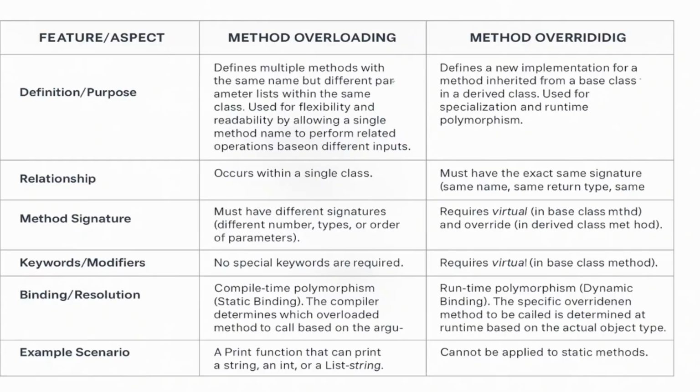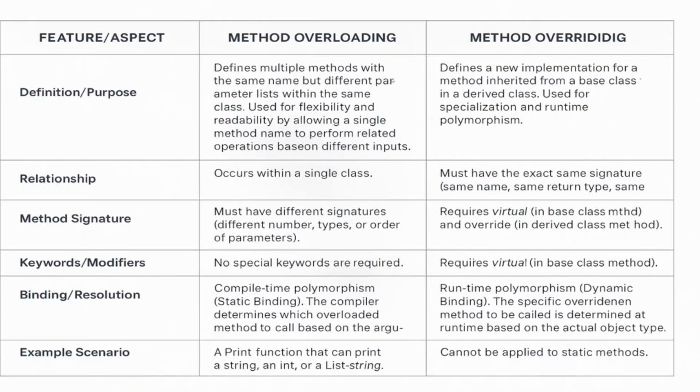Relationship: you do not need any relationship in order to do method overloading, but in overriding, a relationship has to be there, inheritance has to be there. You need one base class and one derived class. Method signature: you will need to have a different signature, and signature means that you can have different arguments, the return type and all those things.